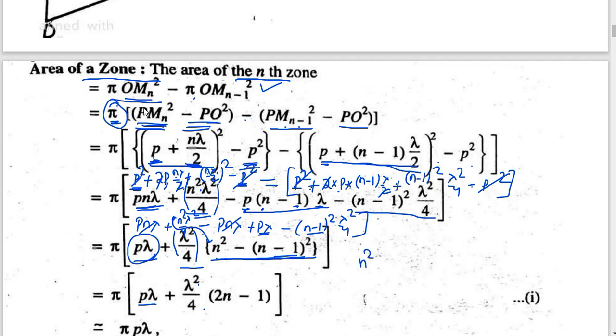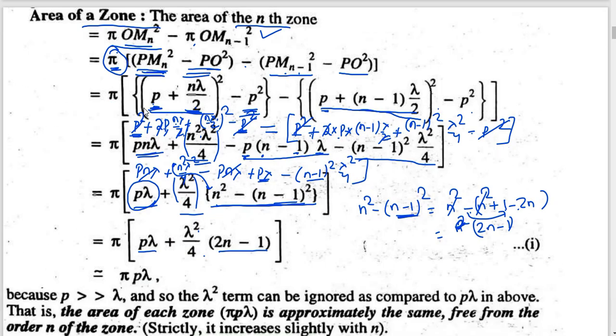What will be the value? N square minus n minus 1 whole square. If we use the formula for a minus b whole square, n minus 1 whole square gives n square plus 1 minus 2n, keep it in bracket. So n square cancels out, that is plus 1 minus 2n. If we take the minus sign inside the bracket, that will be 2n minus 1. So here we use 2n minus 1.